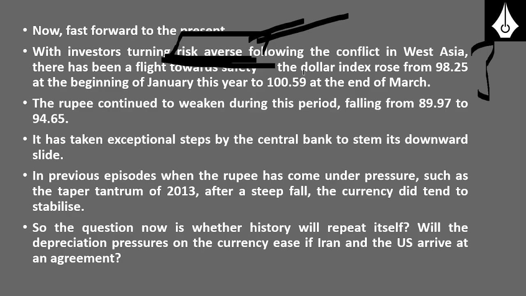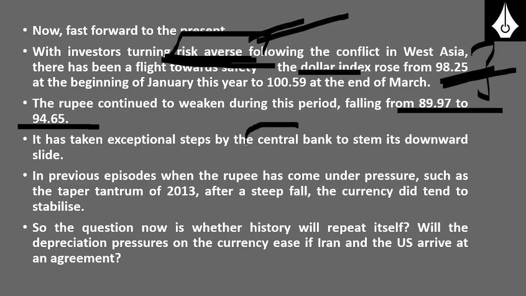So the dollar index has strengthened, meaning that the dollar has strengthened. And when the dollar was weakening, that time the rupee should have remained stable, or it should have strengthened. That time also the rupee became weak. When the dollar has strengthened, the rupee has continued becoming weak. So the exchange rate has gone as low as 94.65.